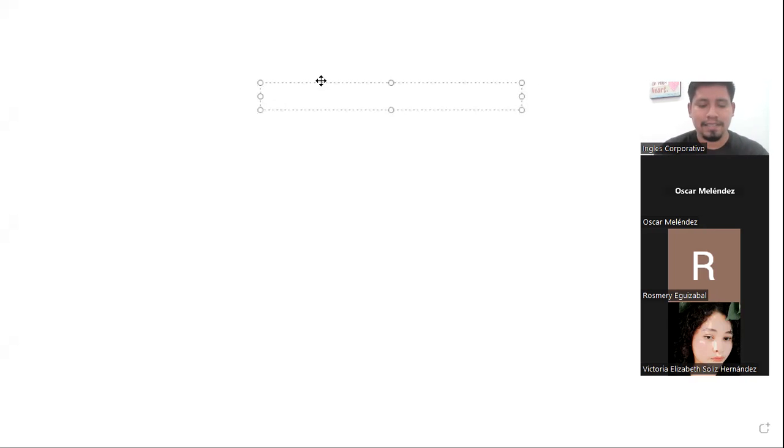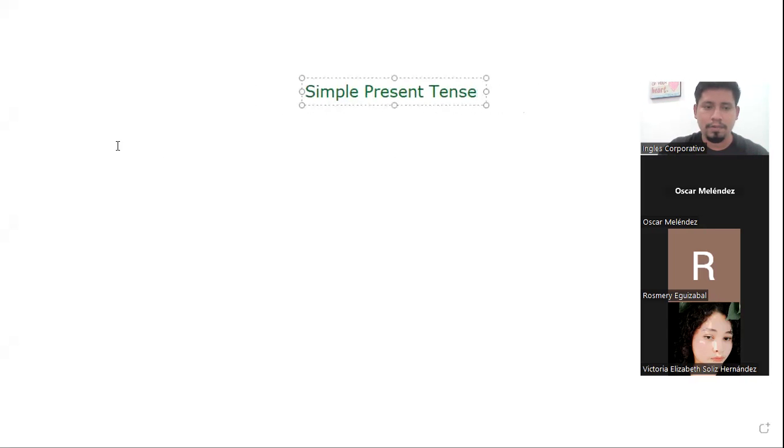We're going to different kinds of sentences, the ones that we use with be and the other ones that we use with regular verbs, okay? So we're going to add here the simple present tense. We're going to review this topic quickly because there is not much to say, it's more information that you already have.